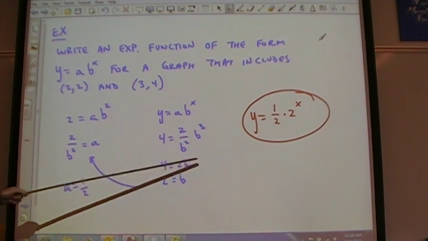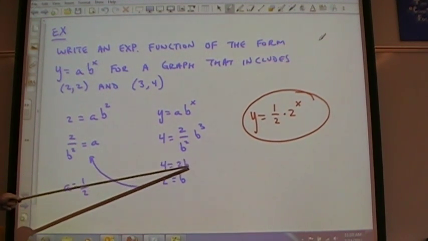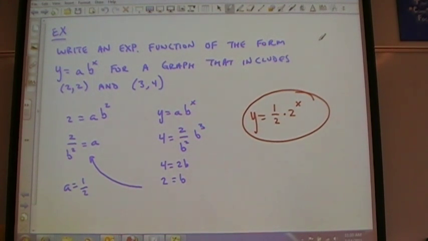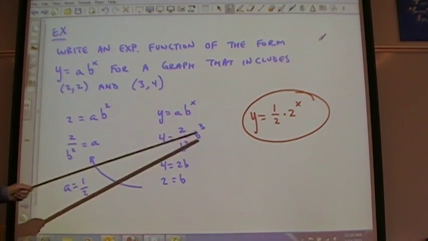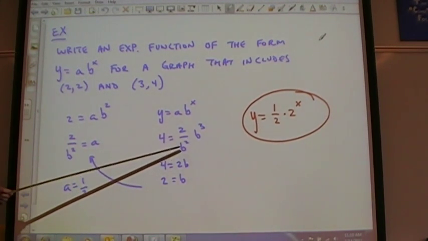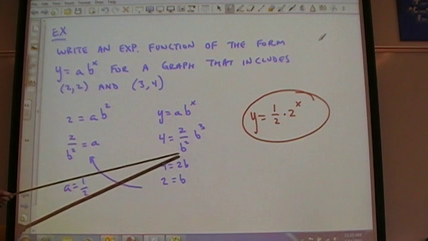b cubed divided by b squared is b. That's where I get 4 equals 2b from. Why do you divide b cubed by b squared? Because b cubed is in the numerator and b squared is in the denominator.